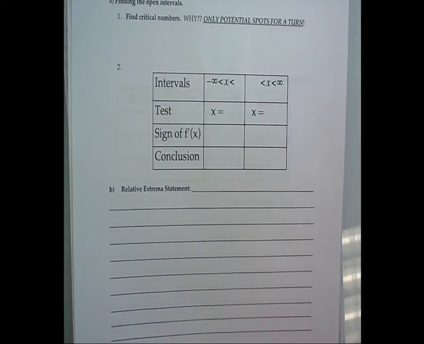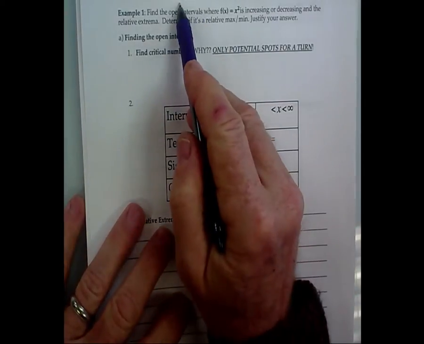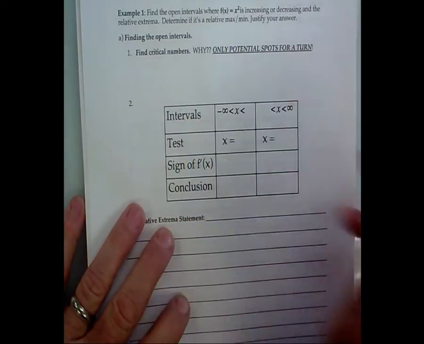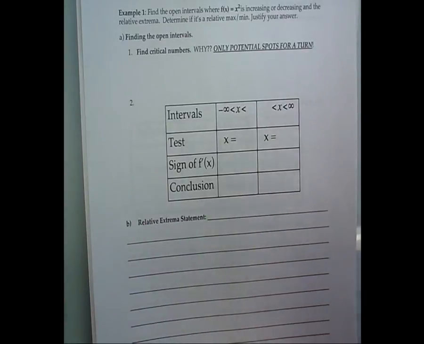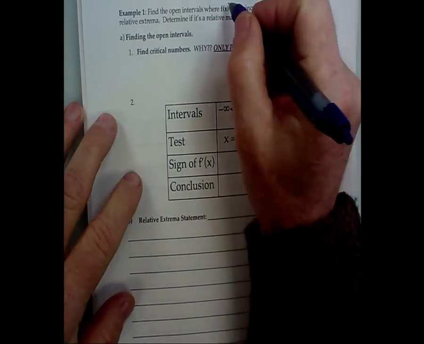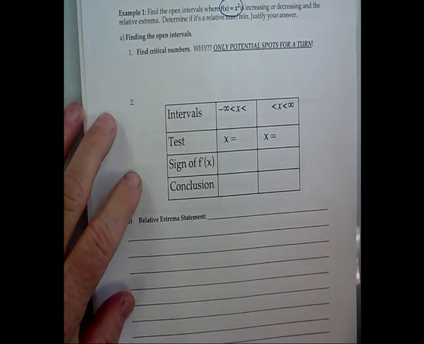So the function I have here is one that we all know, and we already know the answer. And what we're doing is we're looking at increasing and decreasing functions in something called the first derivative test. And we're going to take a look at this particular function, which is f of x equals x squared.